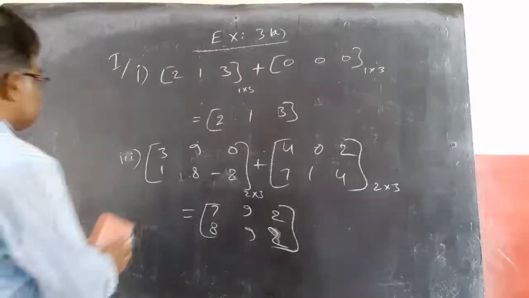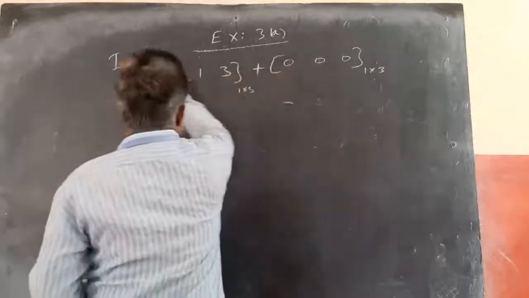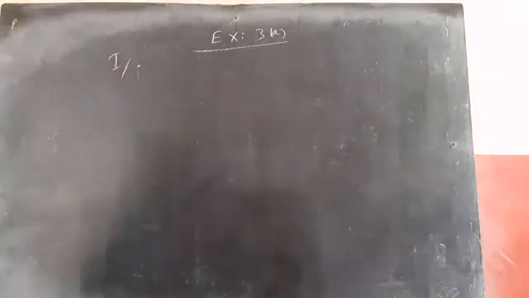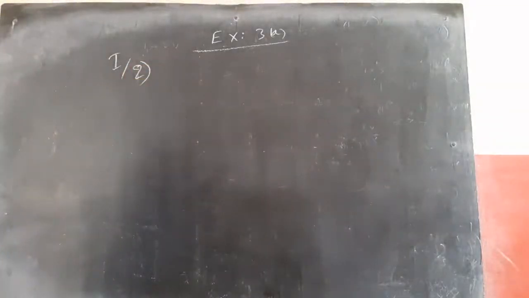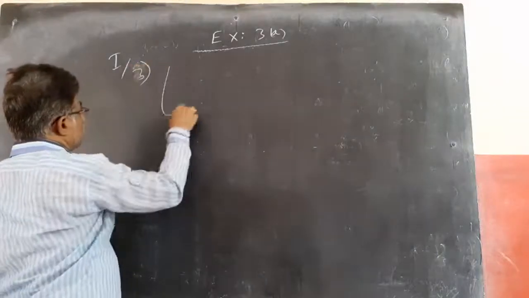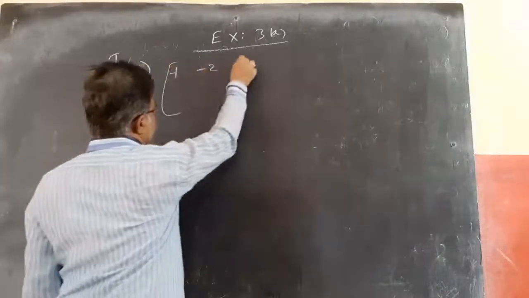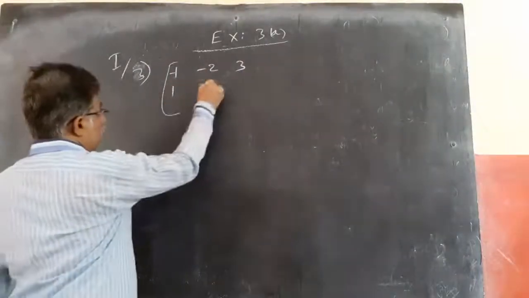Same for 3 by 3 also we will do. First Roman, second sum. Next, first Roman, third sum. Minus 1, minus 2, 3. 1, 2, 4.